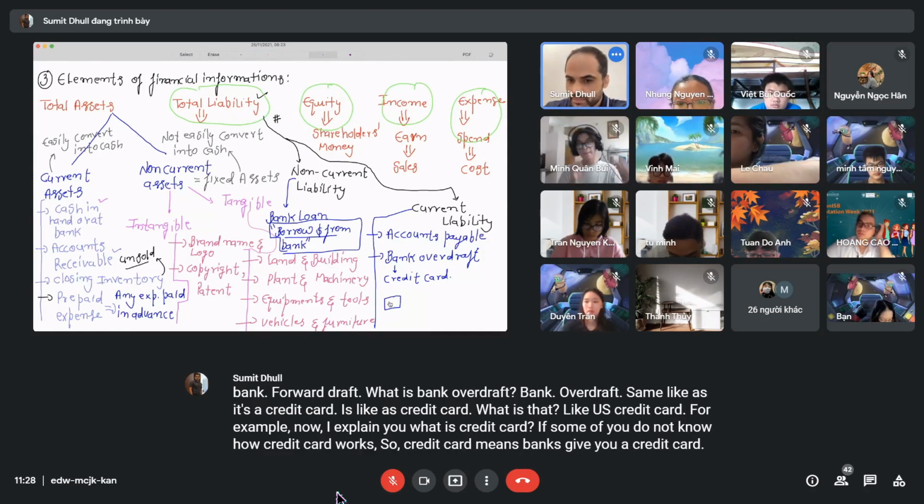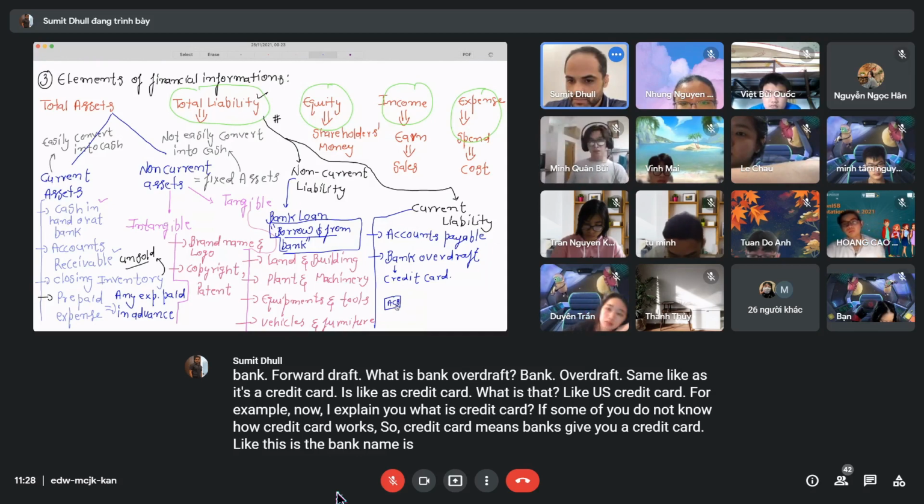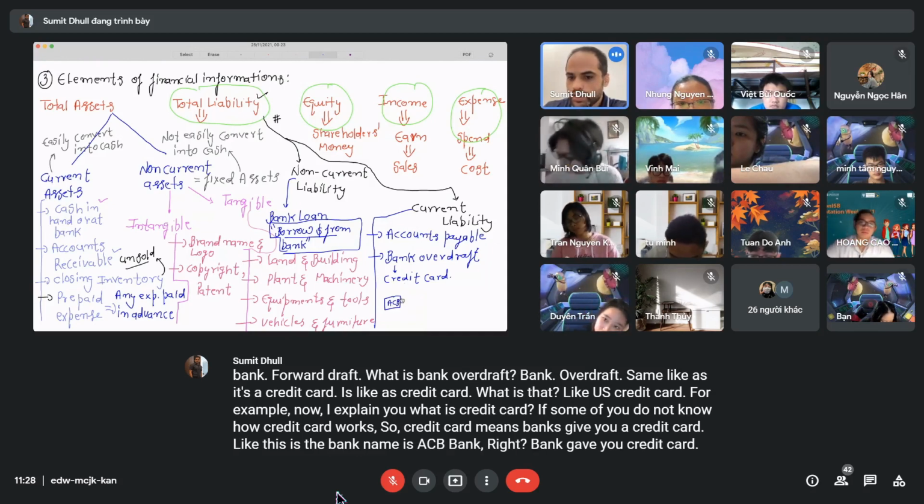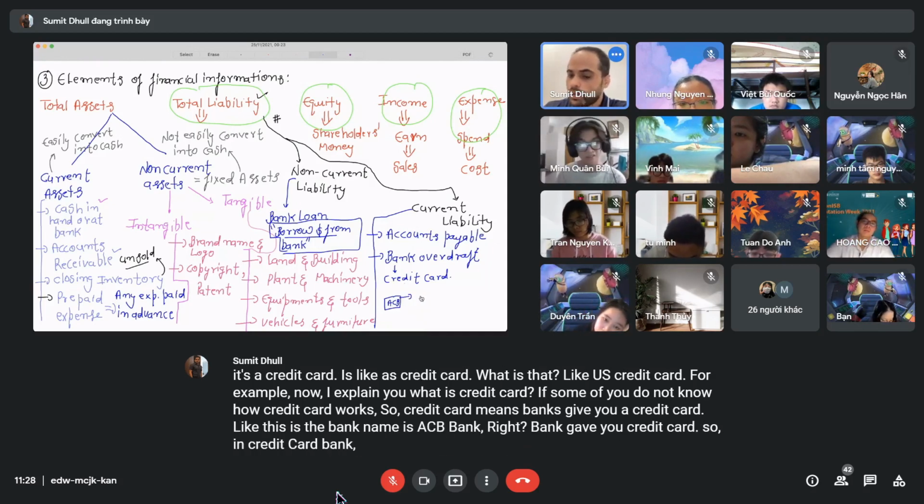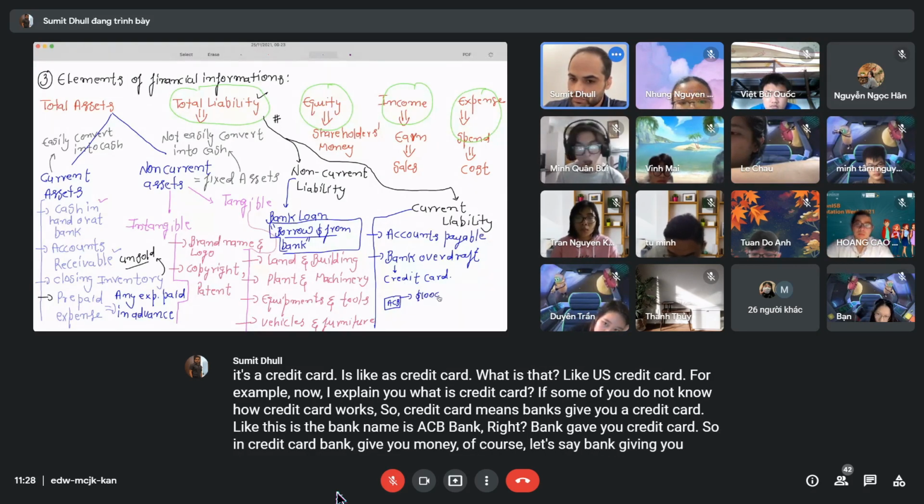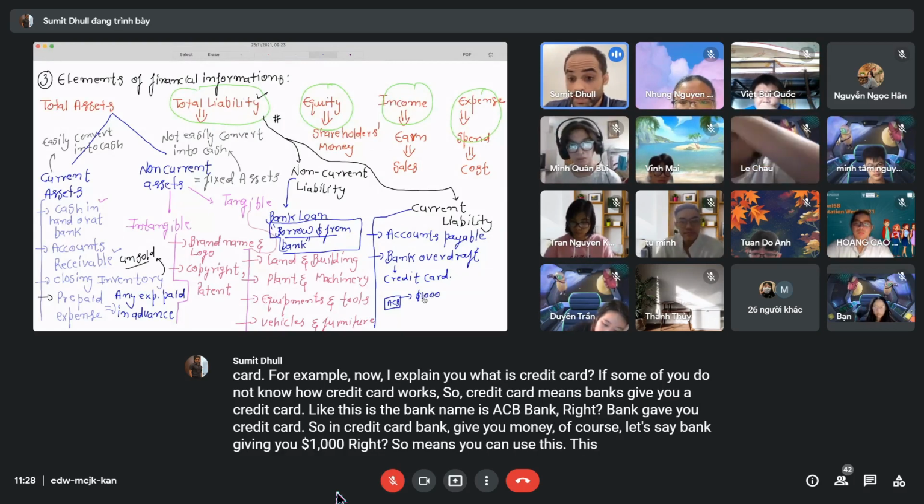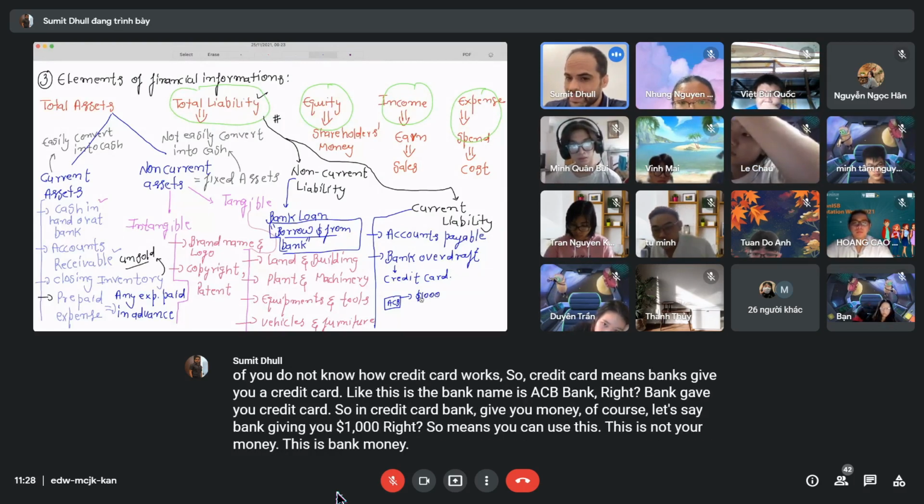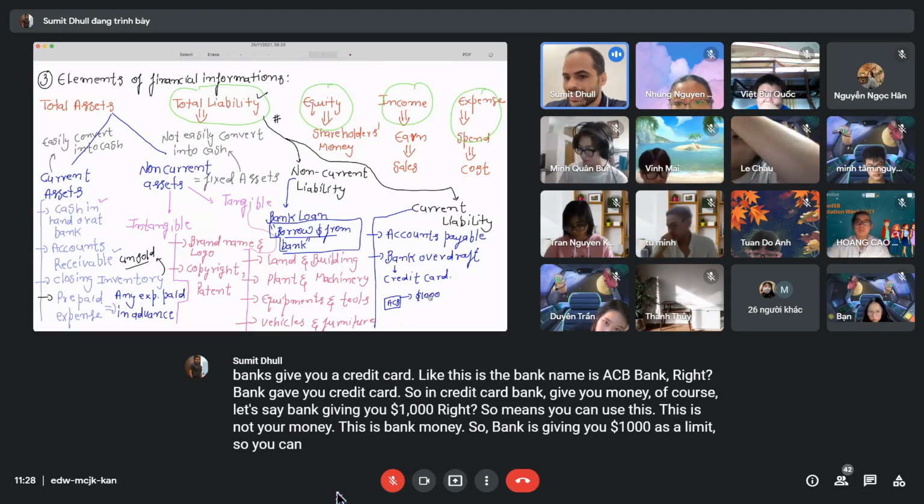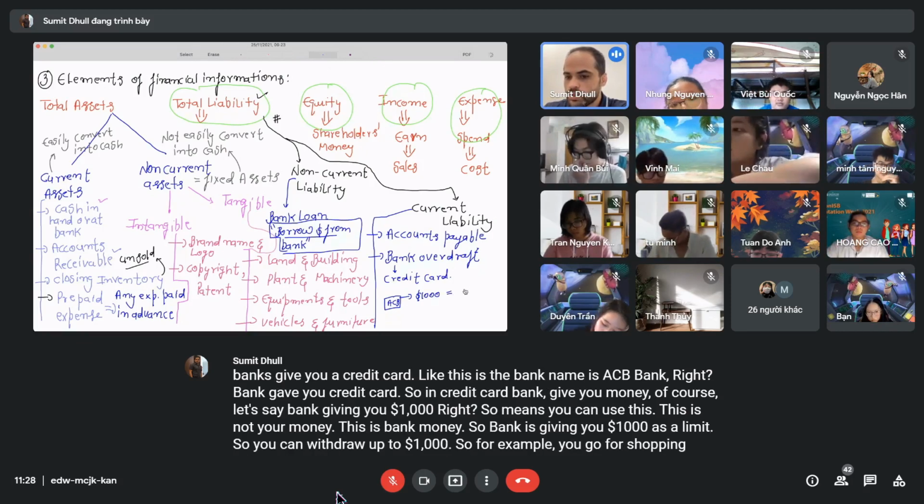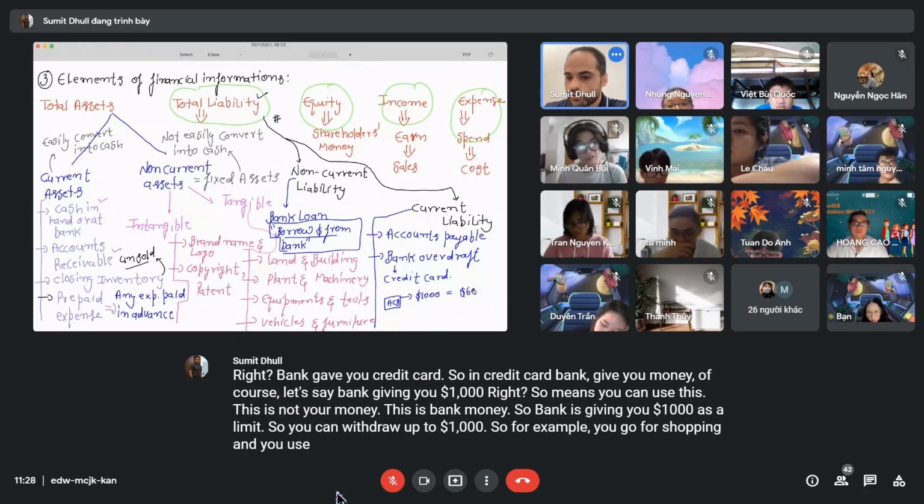Like, the bank name is ACB Bank, right? The bank gave you a credit card. So in a credit card, the bank gives you money, of course. Let's say the bank is giving you $1,000, right? So you can use this. This is not your money. This is bank money. So the bank is giving you $1,000 as a limit. So you can withdraw up to $1,000. So for example, you go shopping and you use $600, right?